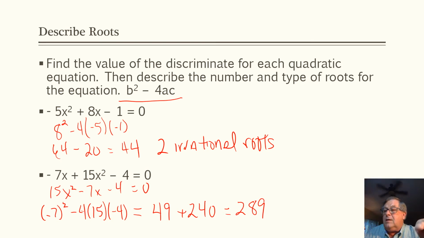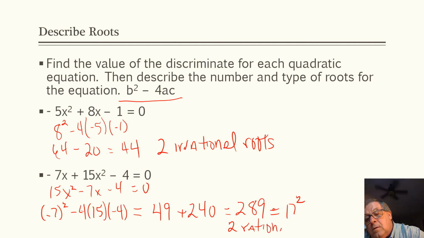And you know what? I think 289 is a perfect square. Let's see. It is, because 289 equals 17 squared. So since it is a perfect square, we can say that we've got two rational roots.